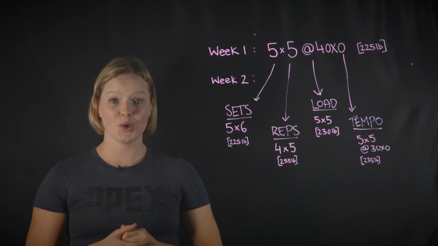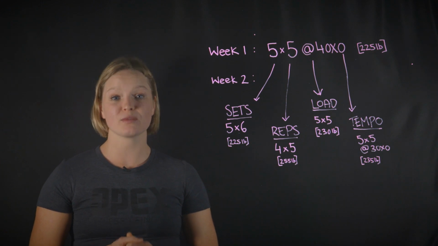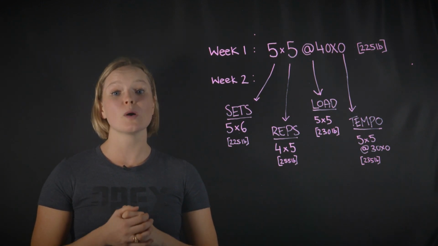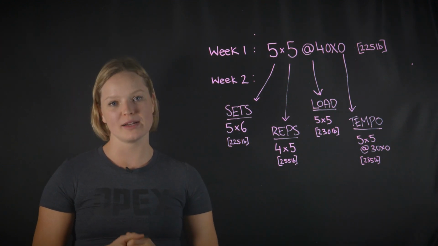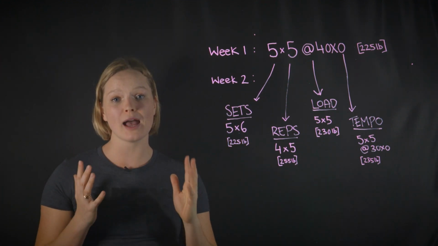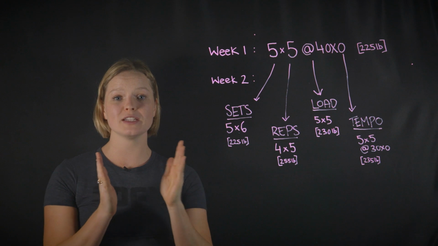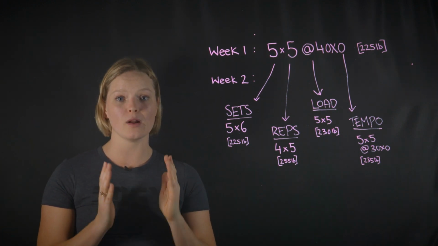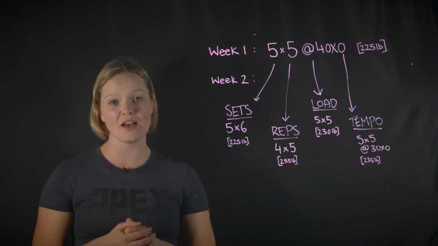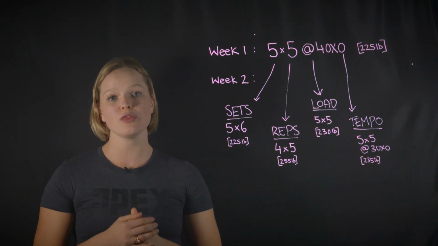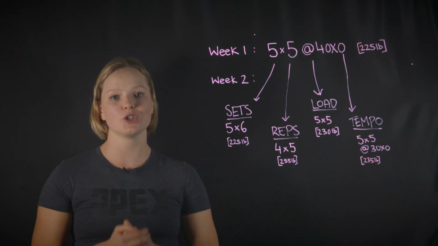Now, in week number 2, I'm changing that tempo and making it 30x0. So I'm taking that 4-second eccentric and I'm turning it into a 3-second eccentric. So the total time under tension for that movement is going to be smaller. They'll have the weight on them for less time, which is going to mean that they can actually lift a little bit heavier. So they're going to go to 235 pounds for week number 2.